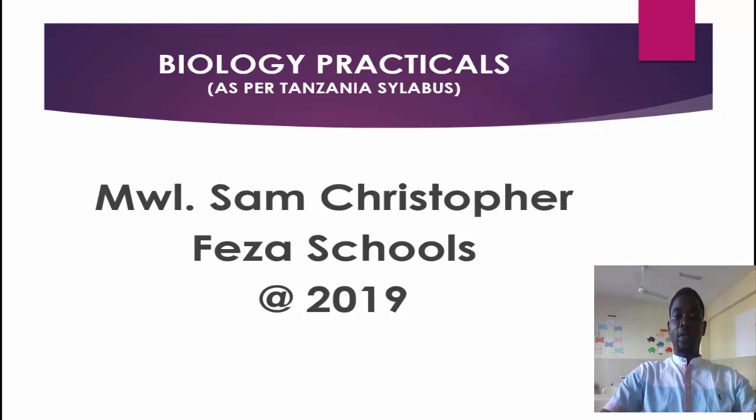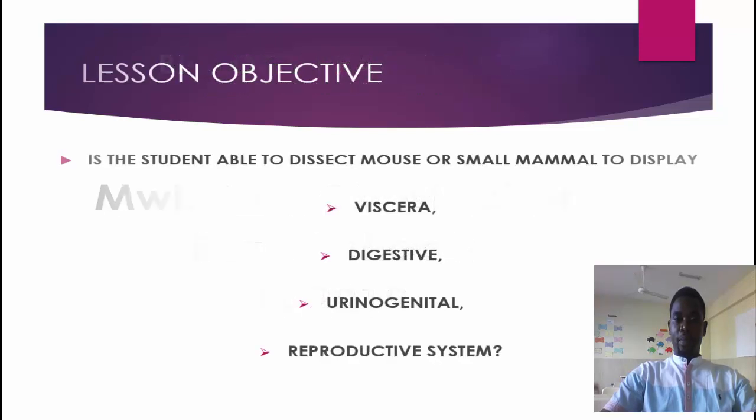Today we are going to look into biology practicals as per the Tanzanian syllabus. Our lesson objective today: we're expecting students to be able to dissect a mouse or small mammal to display the viscera, that's the general appearance of the internal organs of a rat: digestive system, urinogenital system, and reproductive system.